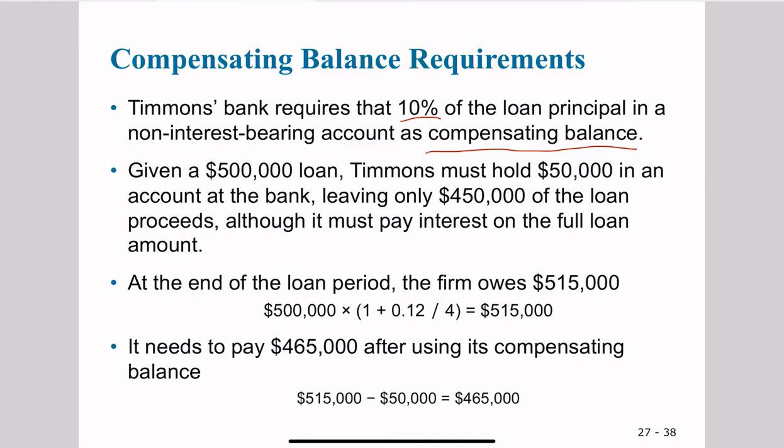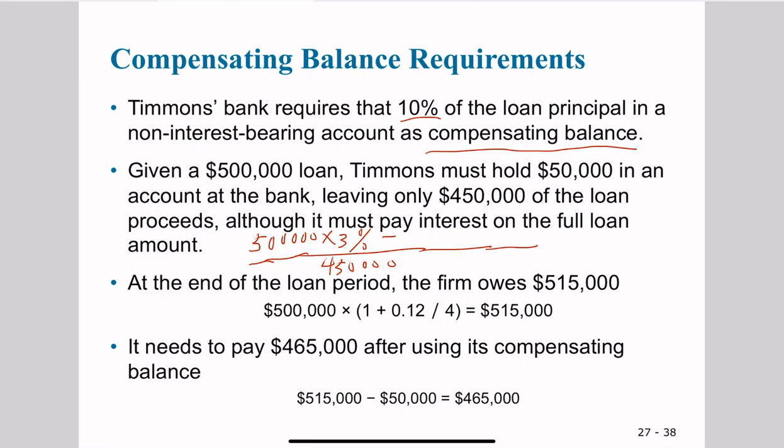So basically it means that even though the firm has a $500,000 loan, the firm will only get $450,000, right? So this is the amount the firm will get. And now let's see what is the amount the firm has to pay at the end of the 3rd month. So the interest payment will be based on the $500,000, which means the firm will need to pay this amount of interest payment.